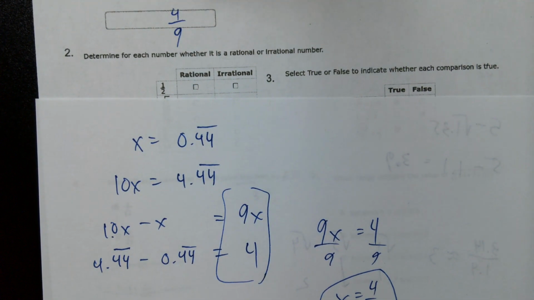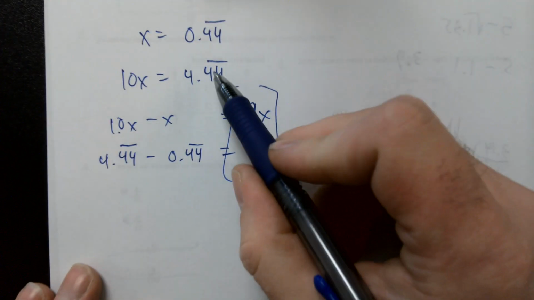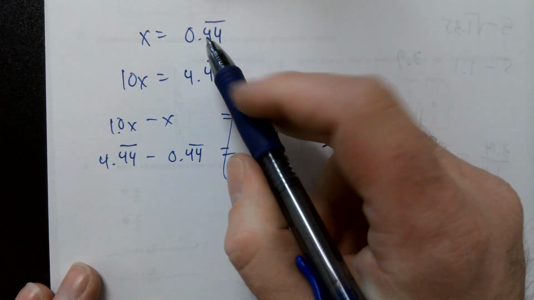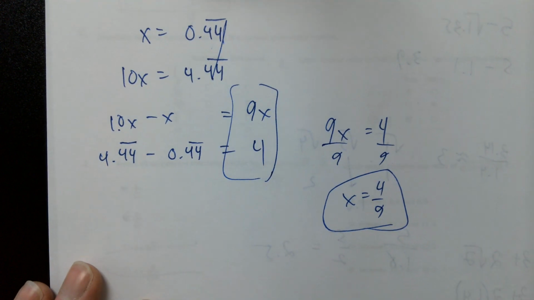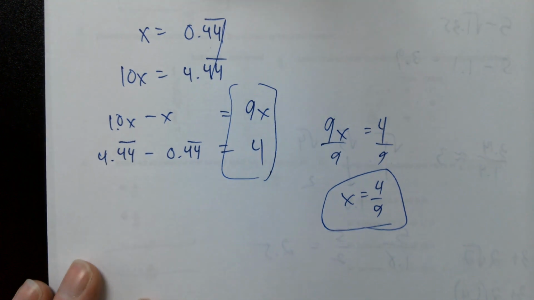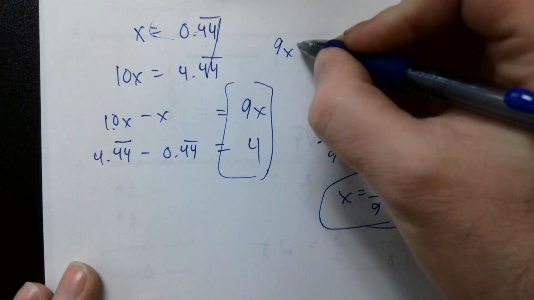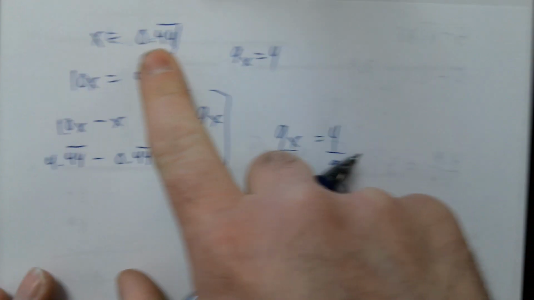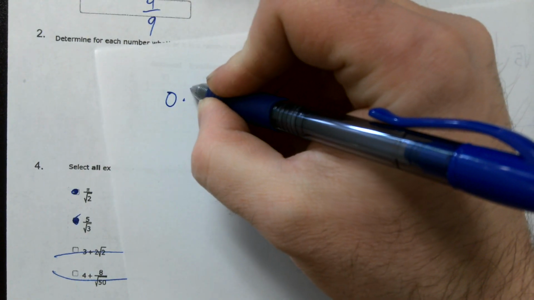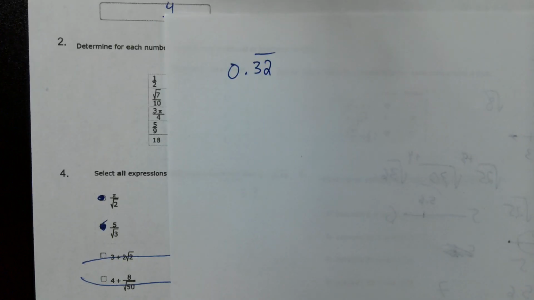Why specifically use 10x? Yeah. Because we want to move this decimal. We want to manipulate this to where we're canceling out the repeating decimal, right? So if I subtract this equation from this equation, I end up with 9x equals 4, right? But what if I had a repeating decimal like 0.3 what? Give me a number. 2. Sure. 0.32 repeating.